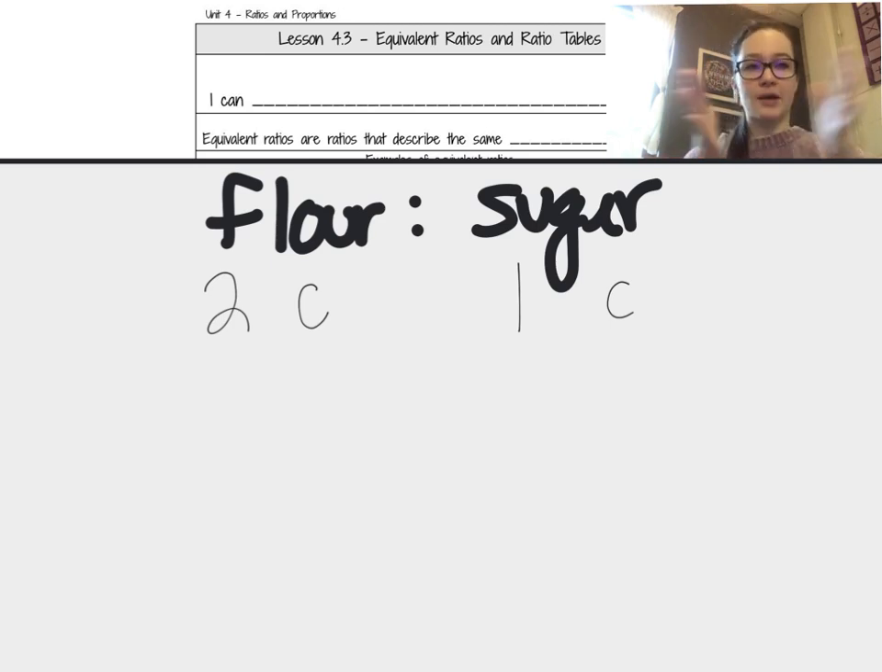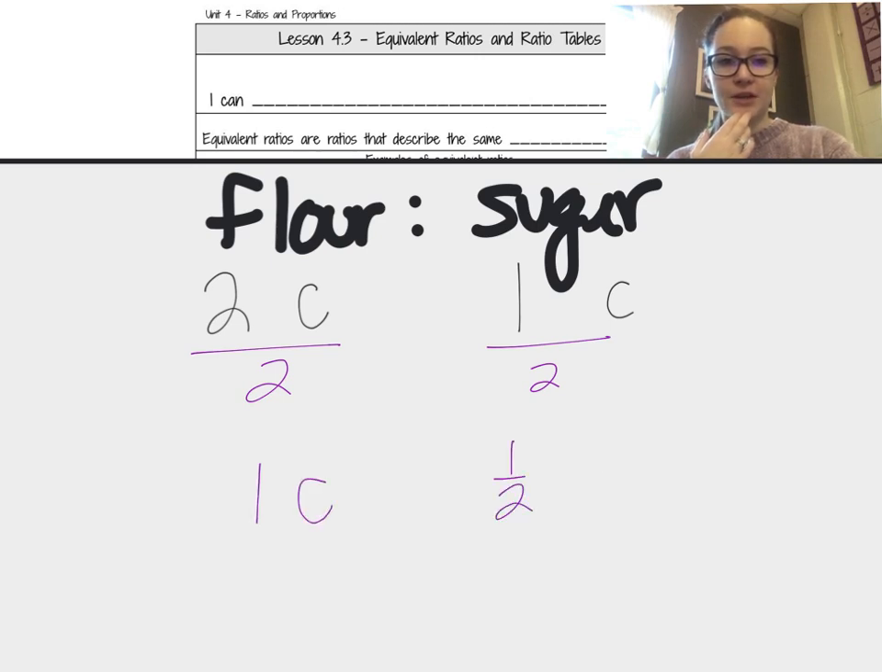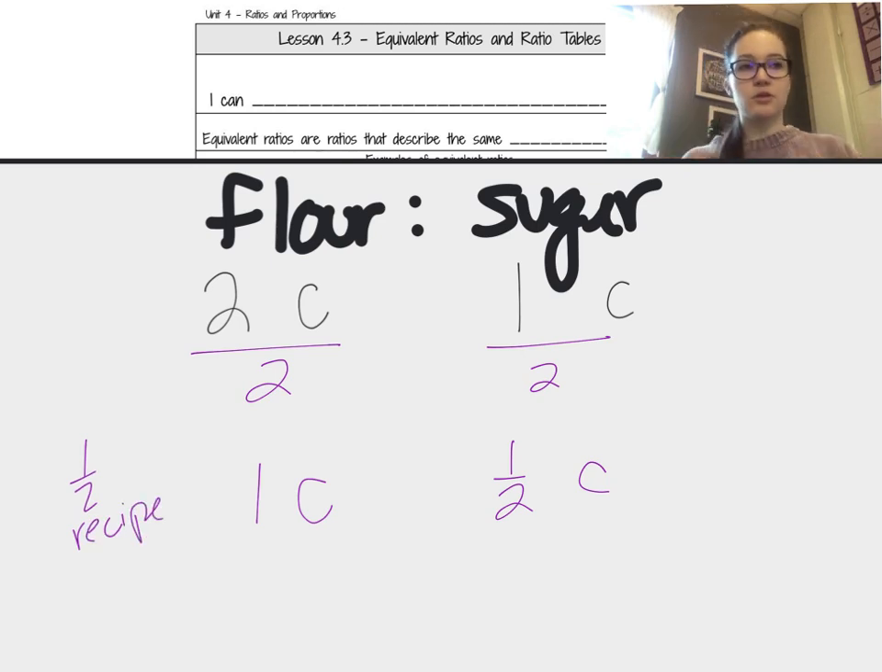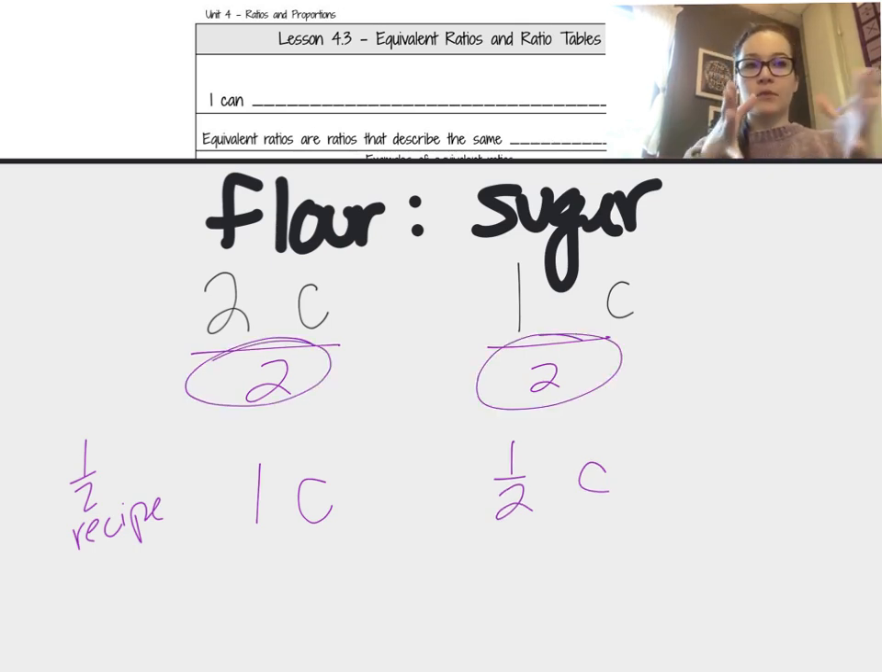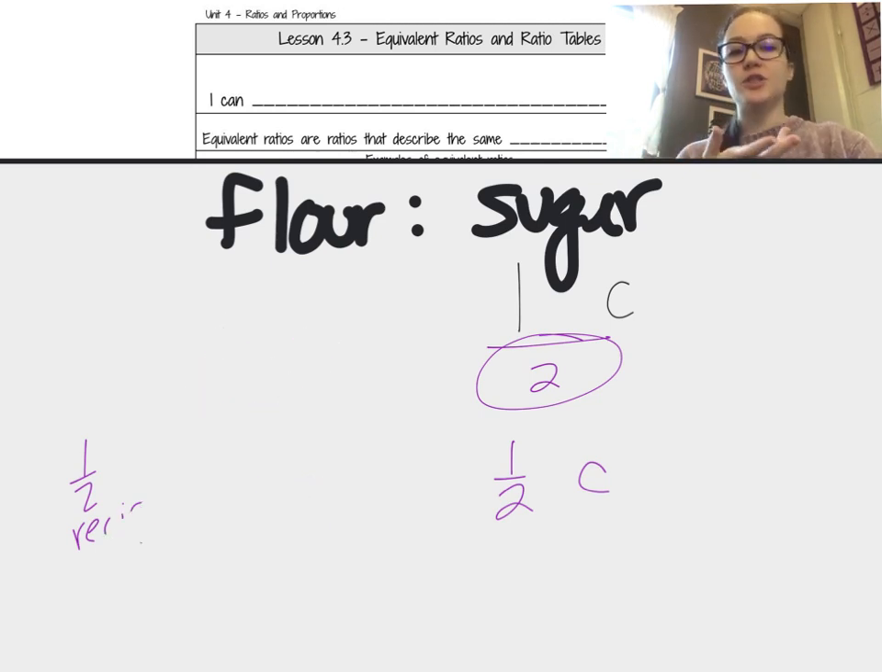So I still want that relationship of flour to sugar to be the same, but I want to have half of it, so I'm going to divide it by 2. So 2 divided by 2 is 1, and we have 1/2 cup. So if you wanted a half recipe, those are the amounts of ingredients you'd want. But what's happening to one ingredient is happening to the other, so their proportion, how much they change by, is the same. Okay? So that's what an equivalent ratio is. That's when you would use it.